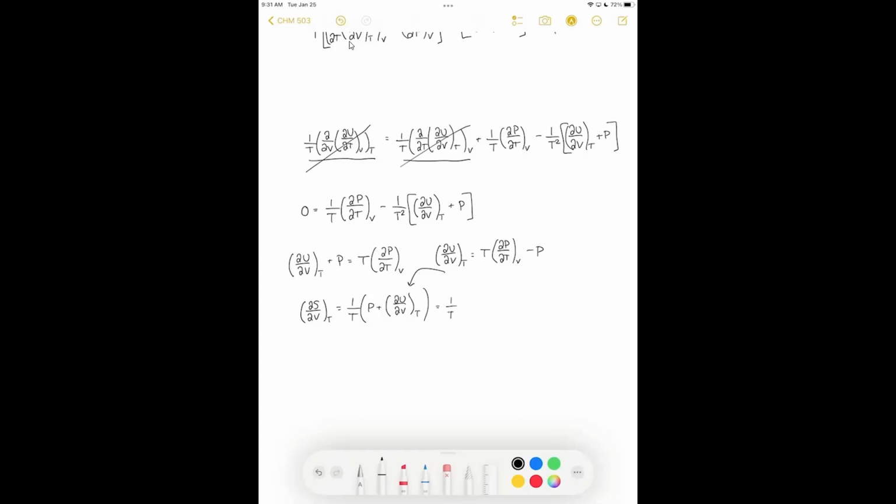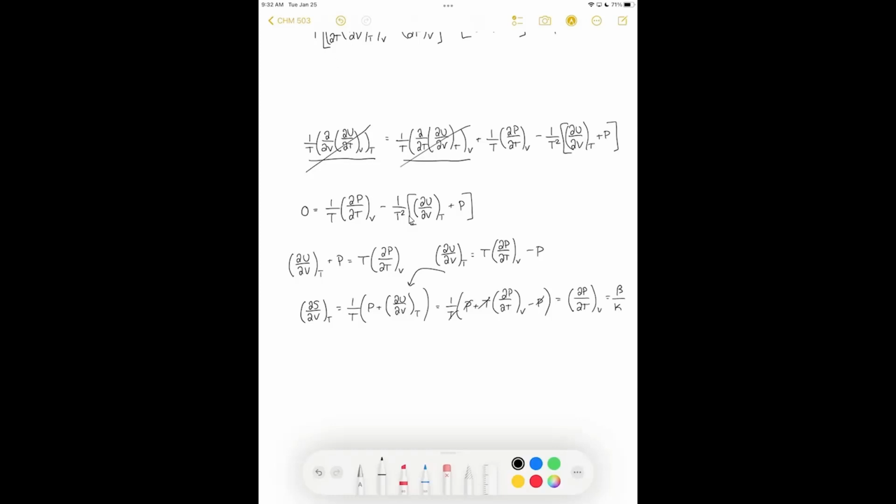We get 1 over T times P plus T times dP/dT at constant V minus P. Our P's cancel, our T's cancel, and we get that dS/dV at constant T is equal to dP/dT at constant V. And this is something that we can measure. We've seen before that this is equal to beta over kappa, where these two are things that we can actually go and measure in the lab. And that is the whole point of what we've been doing.